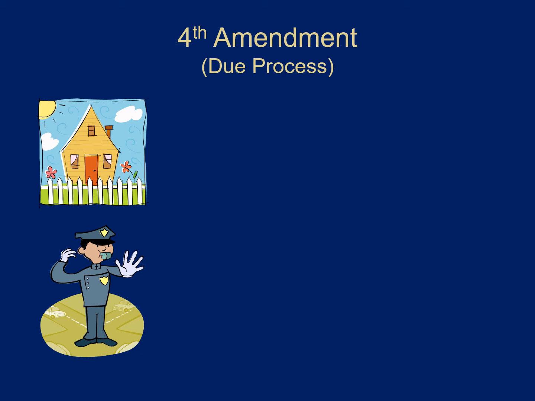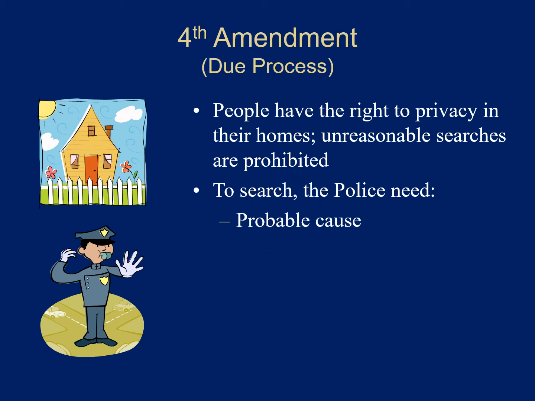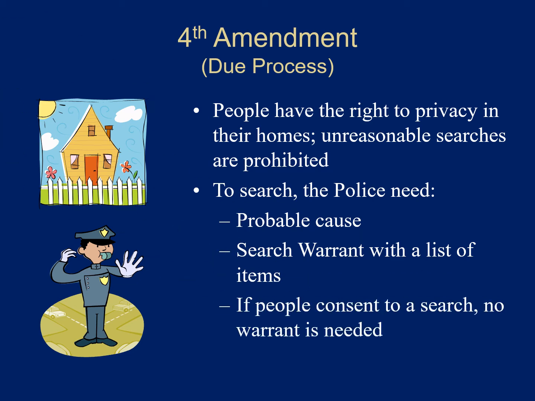The Fourth Amendment declares that we have the right to privacy in our homes. We have protection against unreasonable searches. However, no single right is absolute. So the police can search our homes as long as there's probable cause. They also need a search warrant. Additionally, if we consent to a search, there's no need for a search warrant, and the police can search our homes or cars.